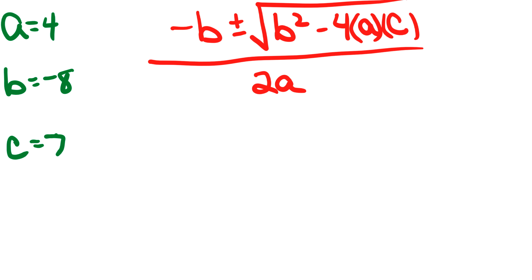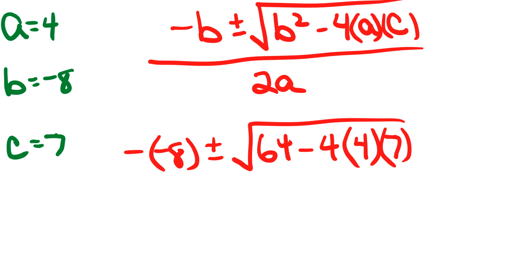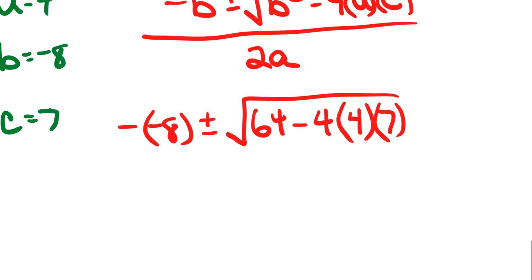So I'm going to have -8, because that's what b is, plus or minus. Here I'm going to have b squared, so that's going to give me 64 minus 4 times a, which is 4, times c, which is 7. And that's all going to be over the 2a, which will be 8 when I get to that part. I want to figure this out first.